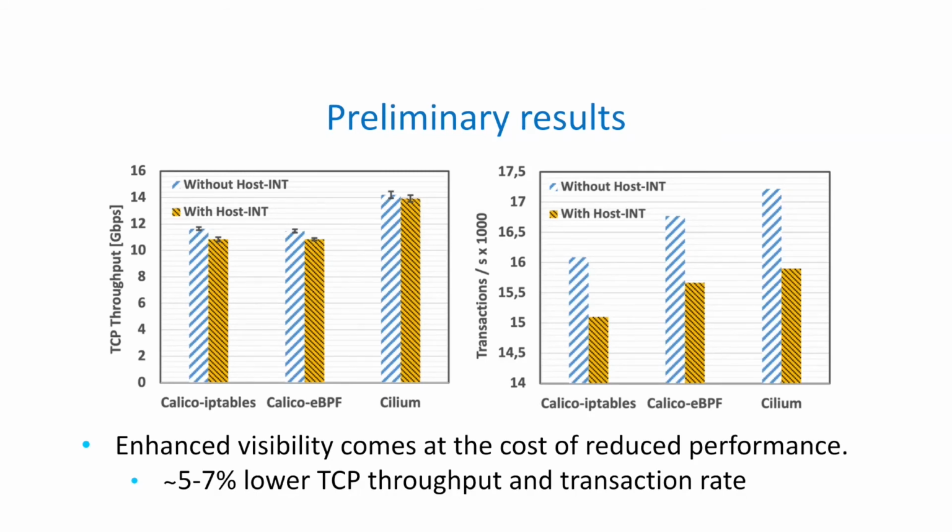We have measured the overhead of the additional Host-INT programs on the path using netperf, and unfortunately the enhanced visibility comes at the cost of reduced performance. We observe about 5 to 7% lower TCP throughput and transaction rate when the Host-INT extension was enabled.